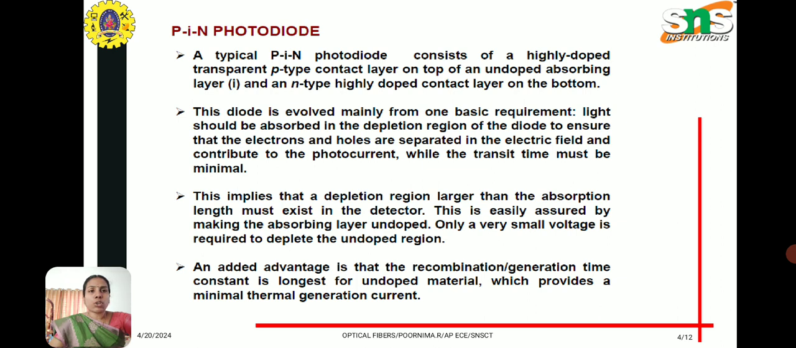This diode evolved mainly from one basic requirement, that is, light should be absorbed in the depletion region of the diode to ensure that the electrons and holes are separated in the electric field and contribute to the photocurrent, while the transit time must be minimal. This implies that a depletion region larger than the absorption length must exist in the detector. This is assured by making the absorbing layer undoped. So the depletion region is the undoped region, and only a very small voltage is required to deplete it. The advantage is that the recombination time constant is longest for undoped material, which provides minimal thermal generation current.